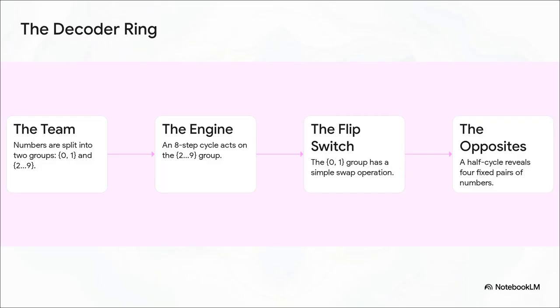Okay, so this slide breaks down our decoder ring. First, look at the team. We just split our 10 digits into two groups. You've got the main group, let's call it the engine, which has the numbers 2 through 9. And as you can see, this group follows a really specific 8-step loop. 2 goes to 3, 3 goes to 4, then to 6, 5, 8, 7, 9, and then bam, right back to 2 to start all over again. Our other little group, the flip switch, is just 0 and 1. They're simple, they just swap places with each other.